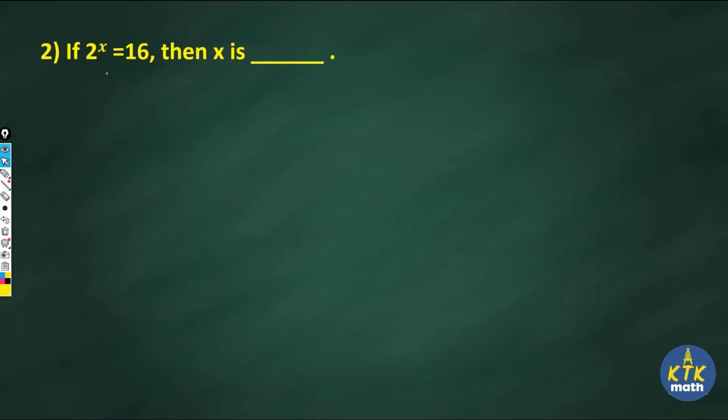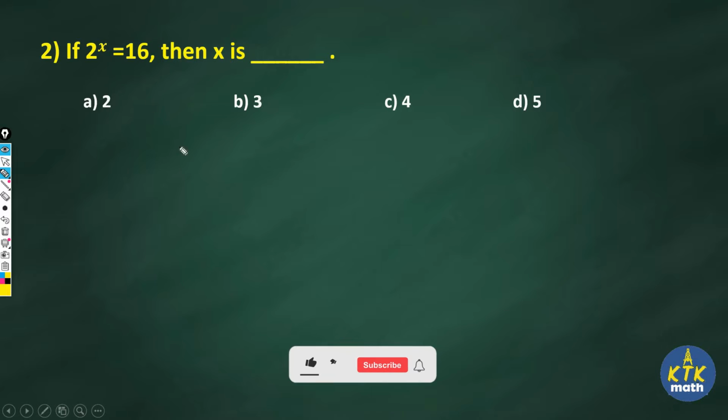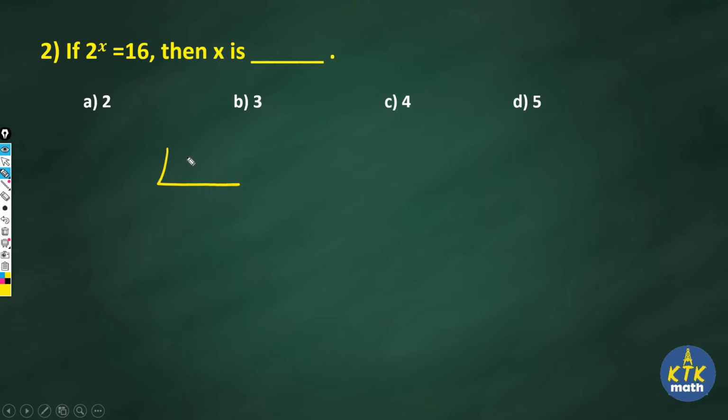If 2 power x is equal to 16, then the value of x. So 2 power x. They are asking us to find how many times we can multiply 2 by itself to get 16. To find this, I'll suggest you use our L division method, where you need to divide 16 by 2 repeatedly.